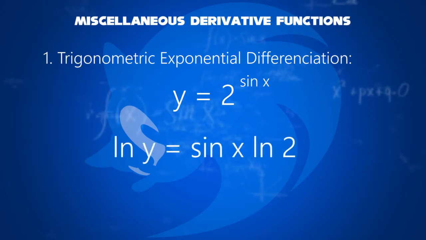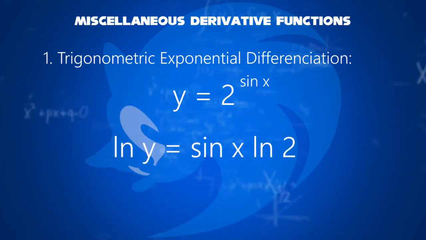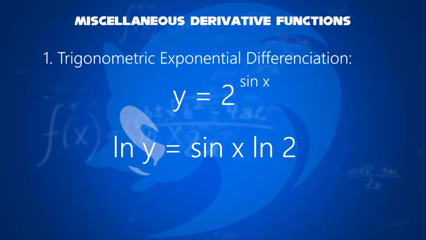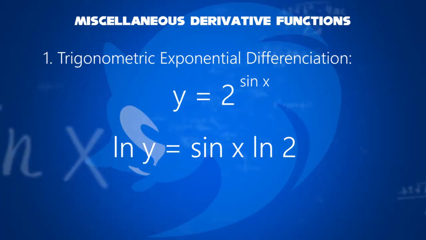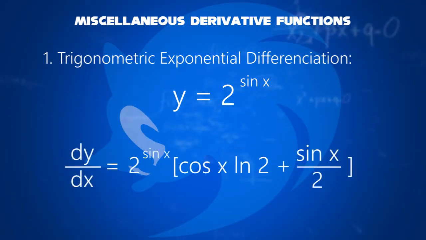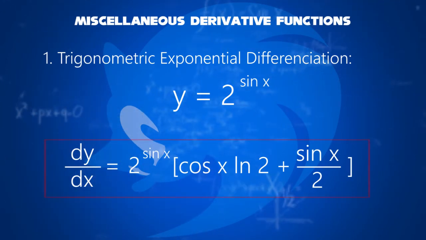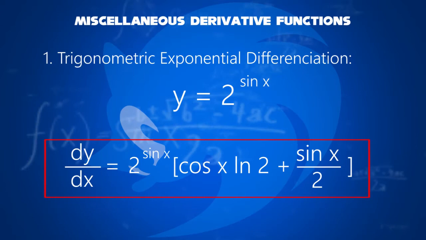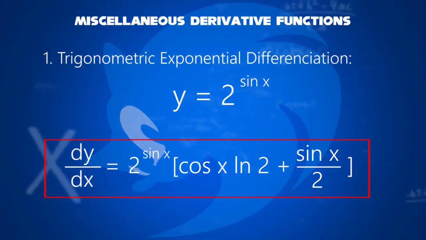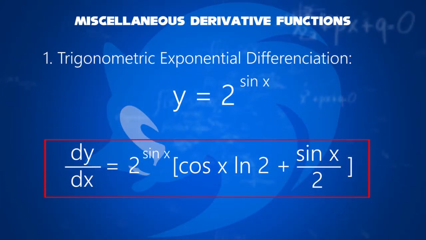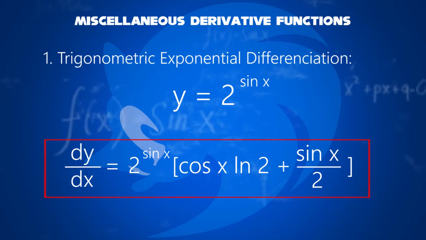How about another example, y equals 2 to the sine x power. Then taking natural log on both sides, we get natural log y equals sine x times natural log 2. Then, differentiating with respect to x just like we did, we get the value dy over dx equals 2 to the power sine x, times cosine x and natural log 2, plus sine x divided by 2.